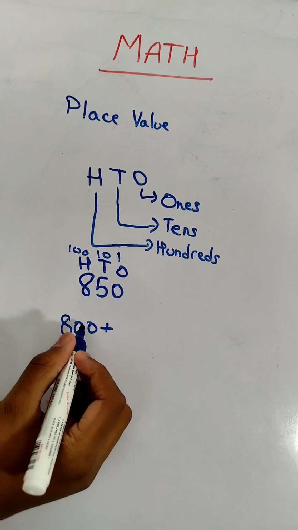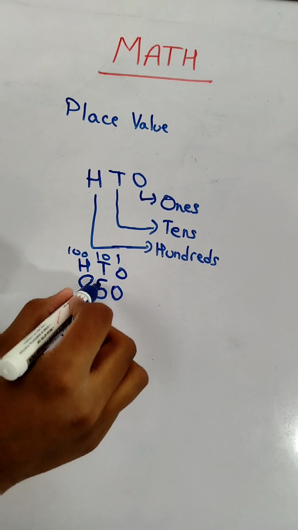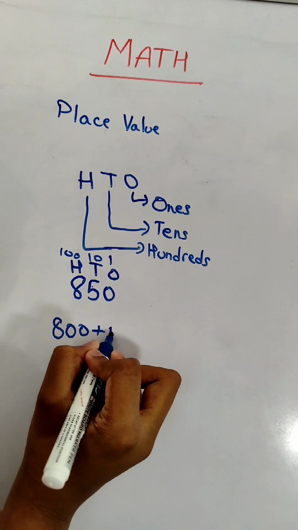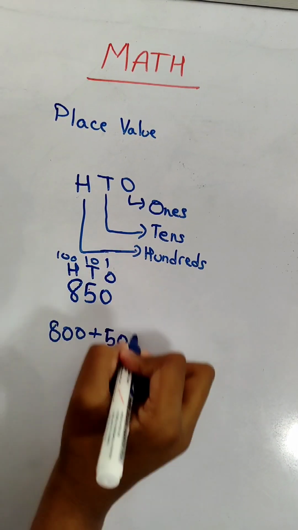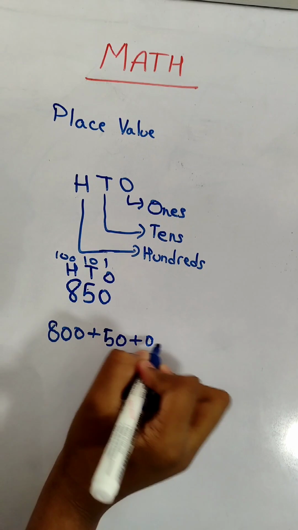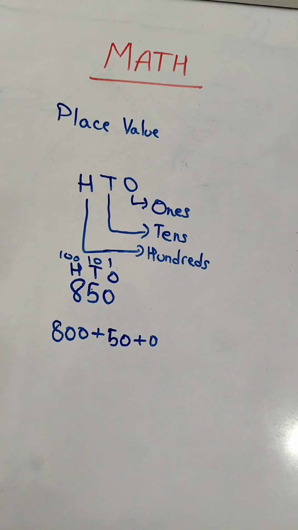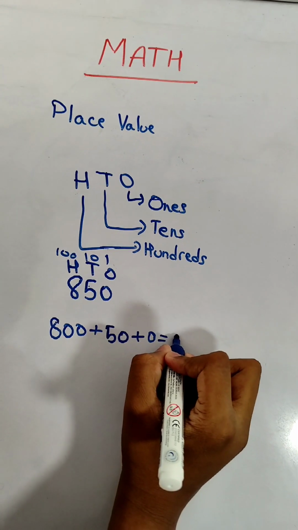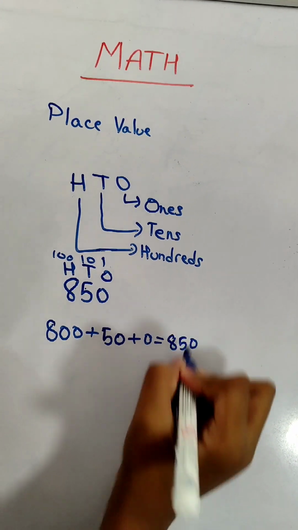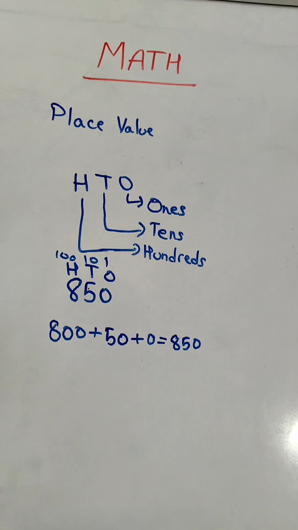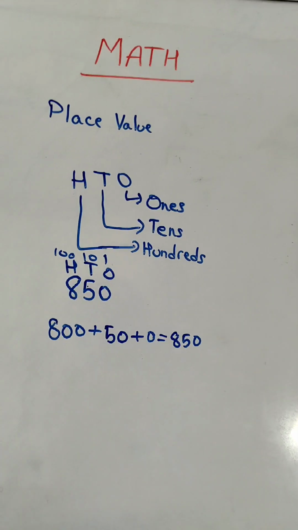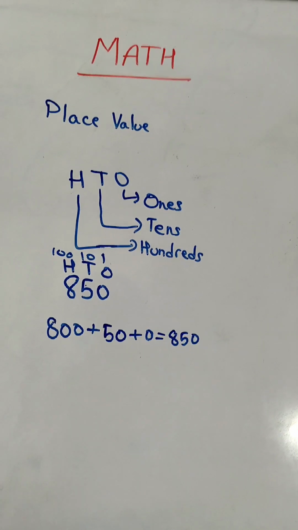So it will be 800, plus all we have to do is multiply 5 with 10 in this situation. Therefore it will be plus 50, and 0 times 1 is 0. So the answer you get is 850. Now you can see that this is nothing but breaking up one big number into an easier format to understand the number itself.